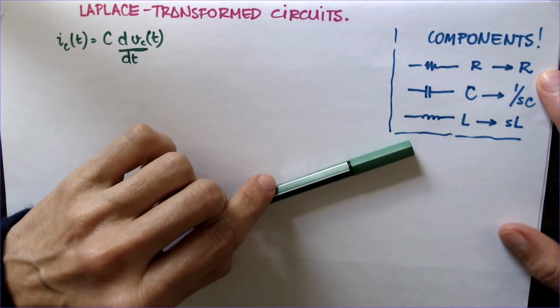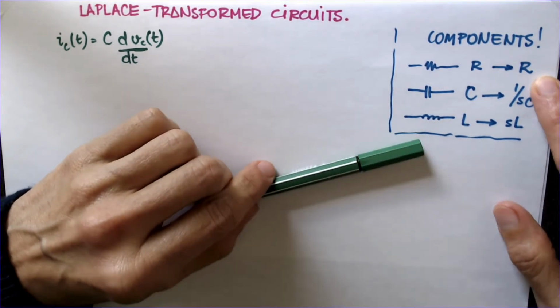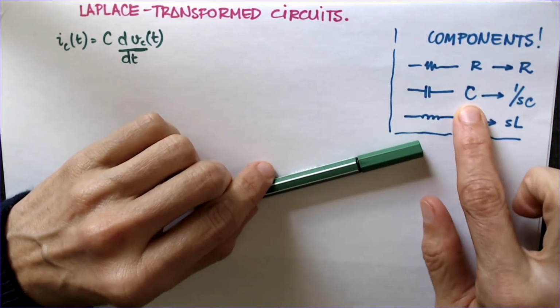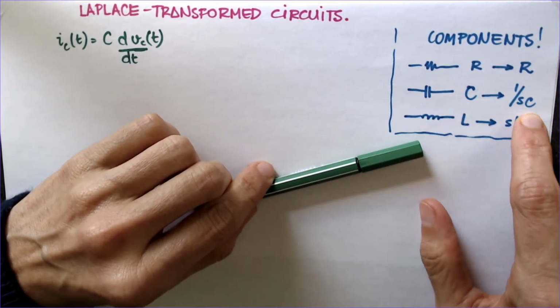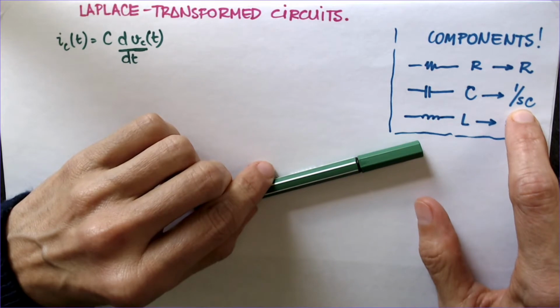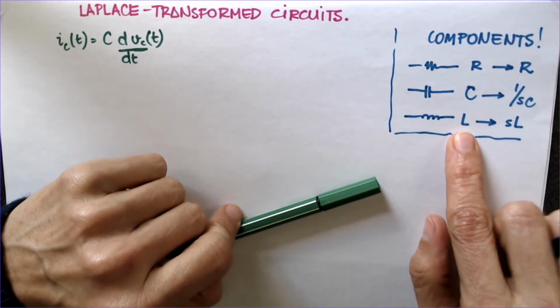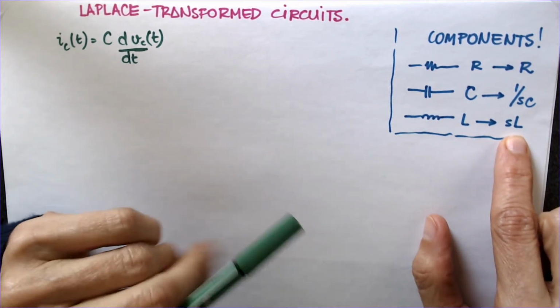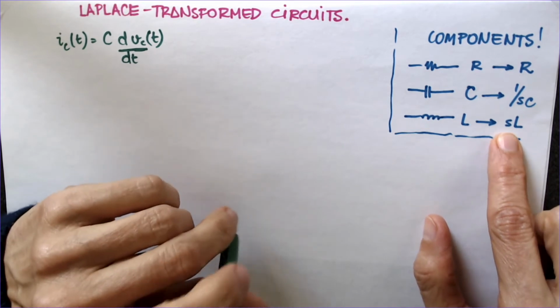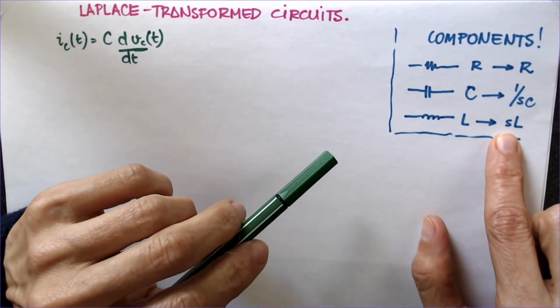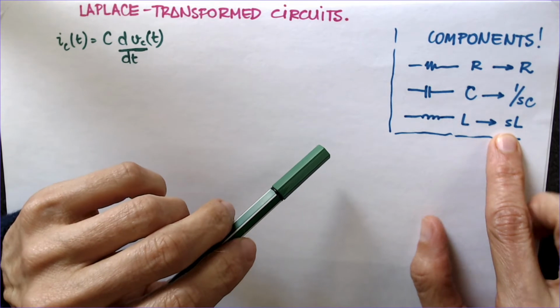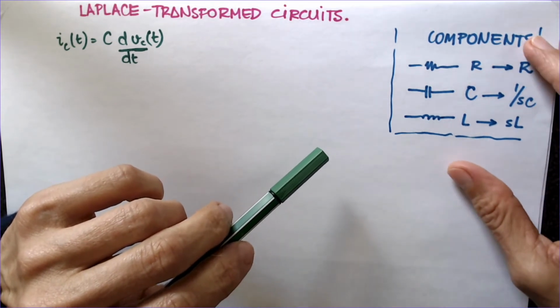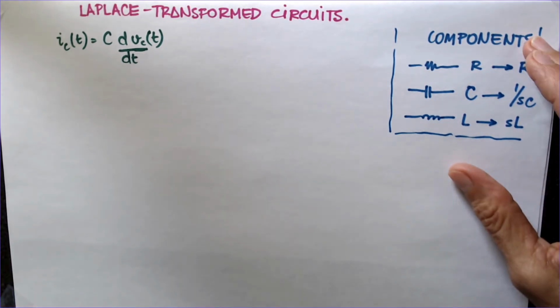First of all, in principle for Laplace transforms, the components resistor, capacitor, and inductor translate very similarly to phasors. So a resistor is a resistor, and an inductor, which was j omega L, instead here in the S domain is sL. And a capacitor goes to 1 over sC, because we're talking about impedance in the S domain.